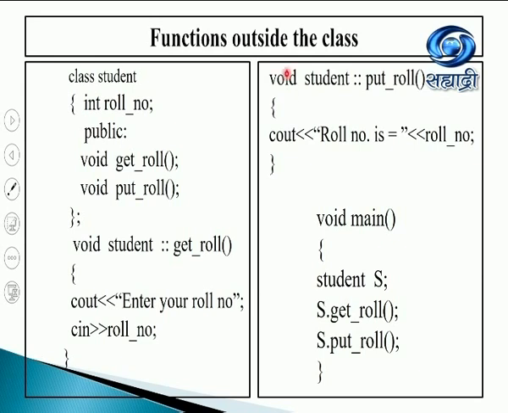Similarly, when I write the put roll function outside the class, we have to specify with a scope resolution operator that the put roll function belongs to the class. So the syntax is going to be the return type, the class name, the scope resolution operator, the function name, and then the arguments. Again, void main, the function main body doesn't change. It is as it is: student S, and using the dot operator, I'm calling get roll and put roll functions.